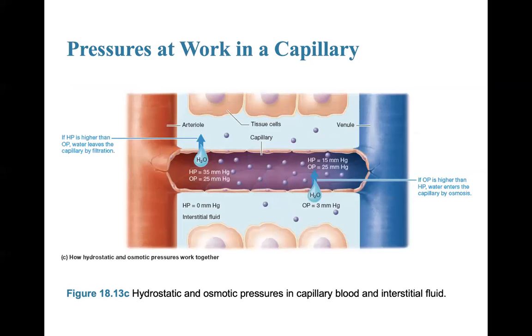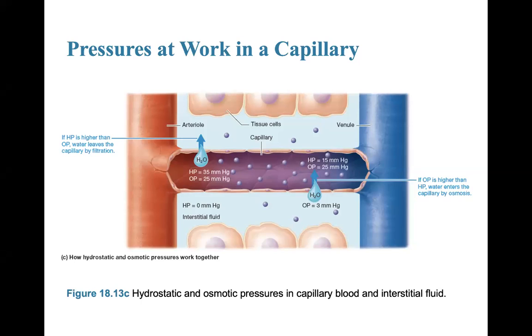Now let's put the hydrostatic pressure and the osmotic pressure both into the scenario here. At the arterial end, the hydrostatic pressure is 35. The osmotic pressure is 25. Remember, these are opposing forces. So the net filtration pressure, which is the difference between the two, is going to be 10. And that's going to force water out.